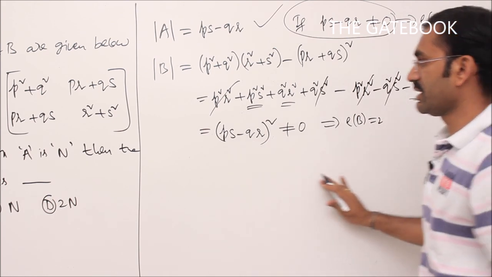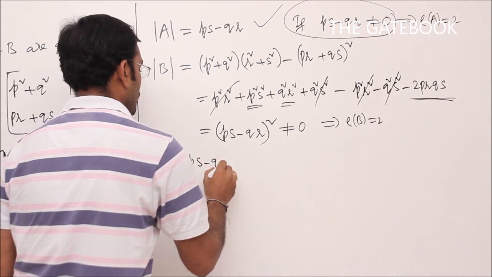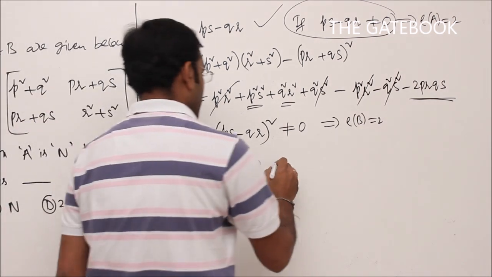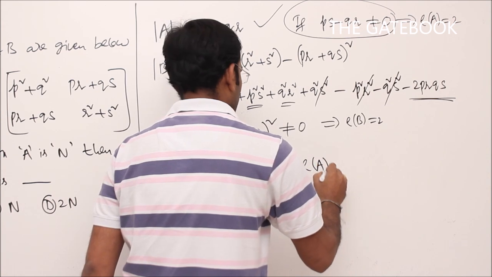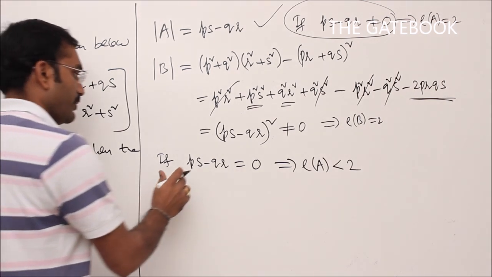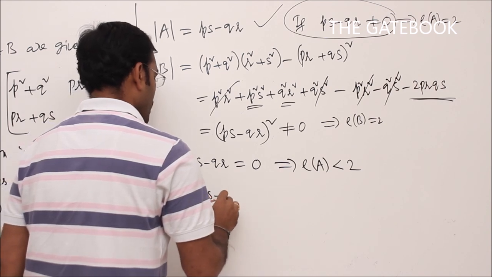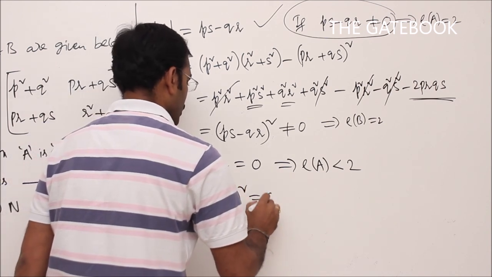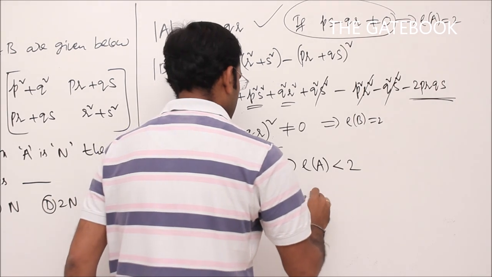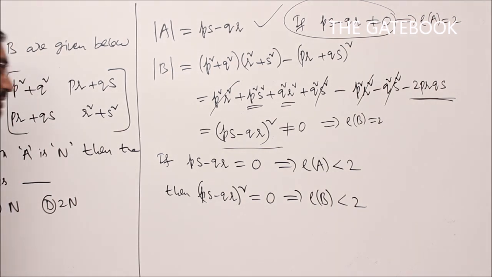Similarly, suppose in another case PS minus QR value is equal to 0. In that case I can say that rank of A is less than 2. If PS minus QR is equal to 0, then (PS minus QR) whole square is also equal to 0. If this is 0, this is also 0. In that case, I can say that rank of B is also less than 2.